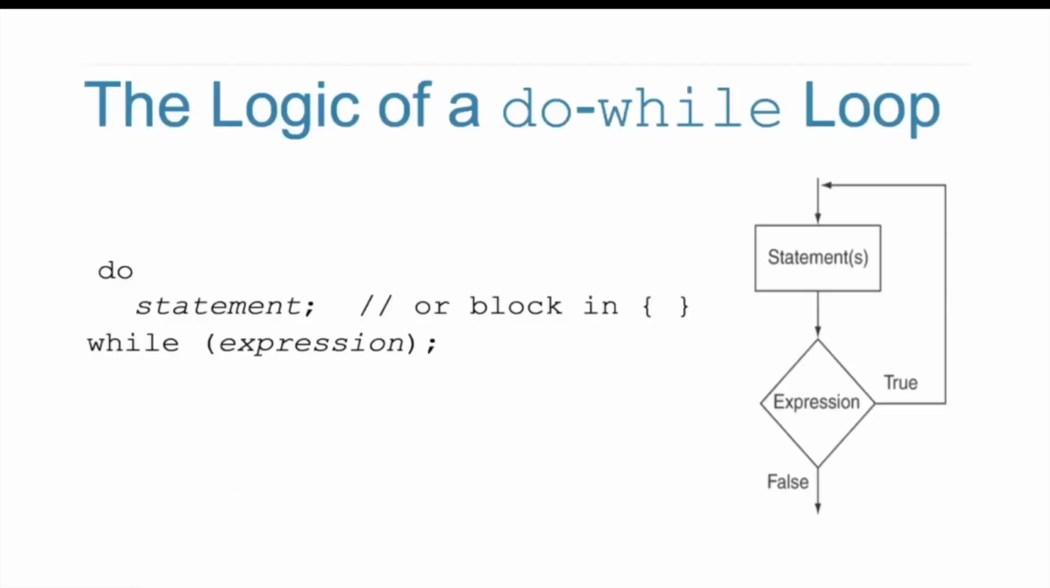The opposite of the while loop is the do while loop. Here, same concept, except that it will do the statement or the block at least once. It will do something and then it will evaluate at the end. So no matter what the value of my expression is, it will execute the do while loop at least once.